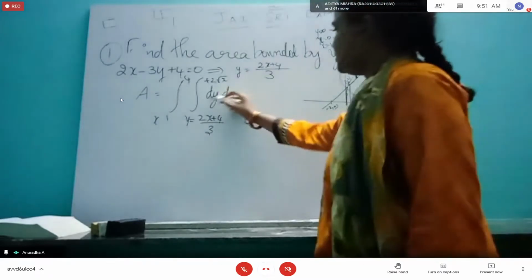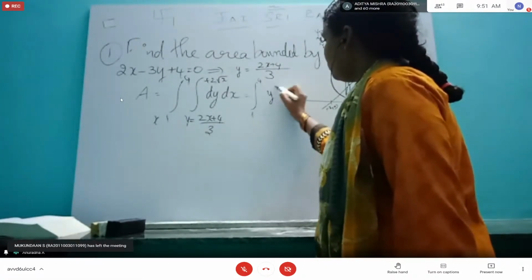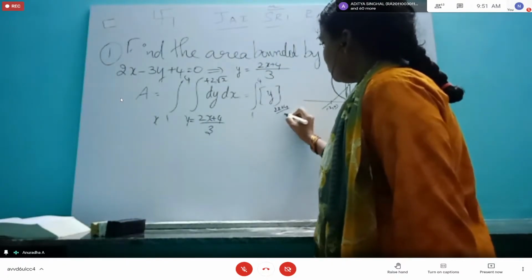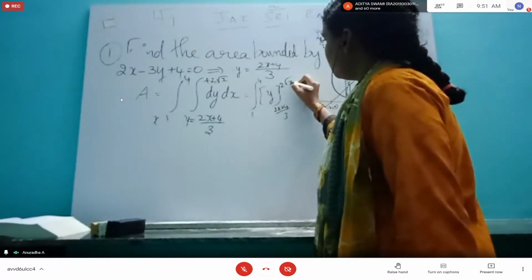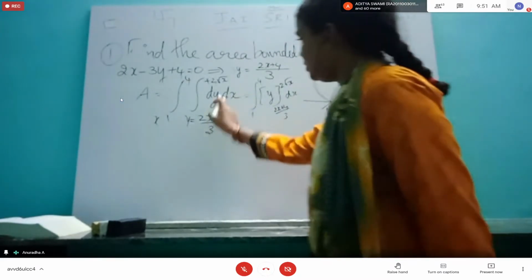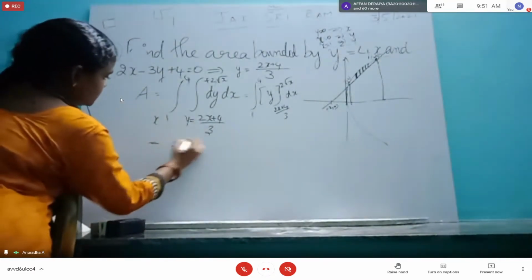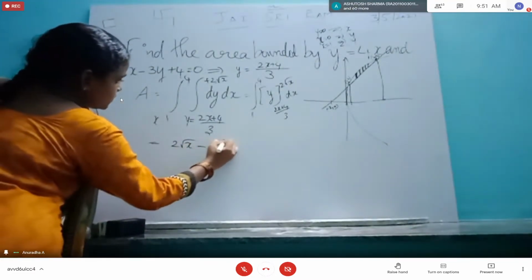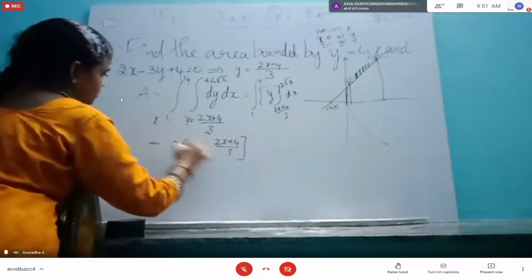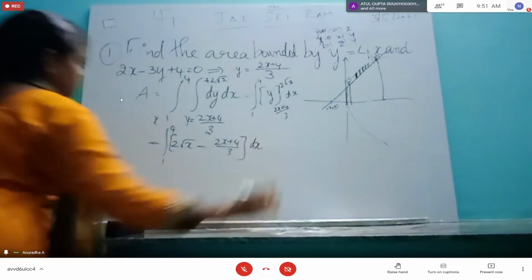So integration of dy is just y from 1 to 4. For that we have to apply the limits. Lower limit is 2x plus 4 upon 3. Upper limit is 2 root x dx. Don't forget this dx is remaining. Dy we have done already. Then just a simplification: 2 root x minus 2x plus 4 by 3. I have just applied upper limit minus lower limit. Integration 1 to 4 dx.